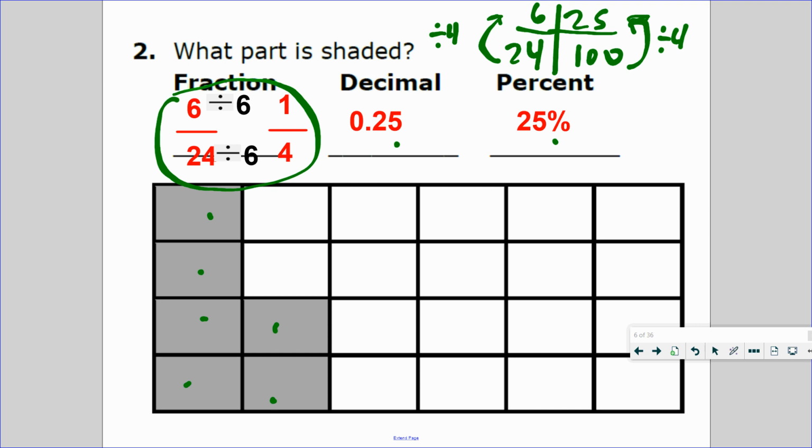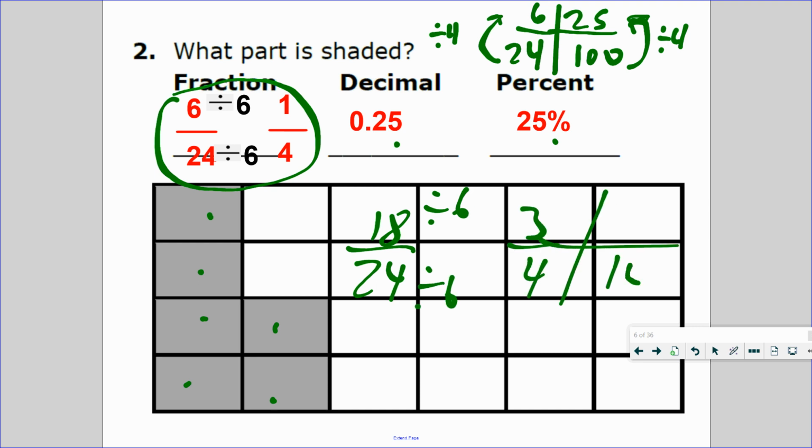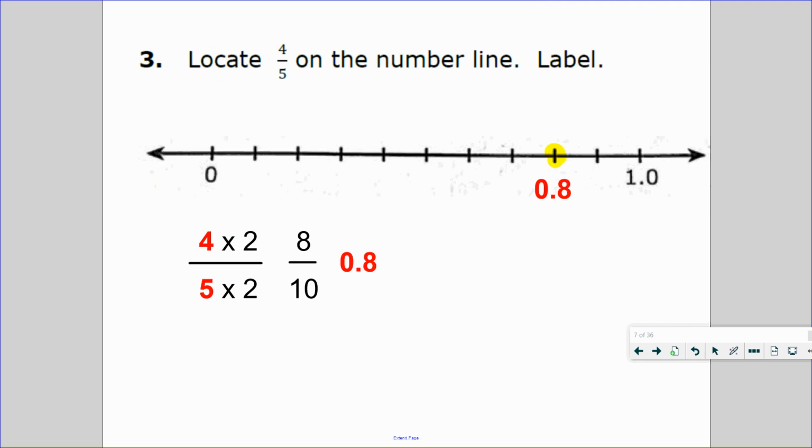If the question is what part is not shaded, you will count all the parts that are not shaded. That would be 18 out of 24. If you simplify it by dividing by 6, you get 3/4, which times 25 is 75 hundredths, or 75%. Locate 4/5 on the number line.